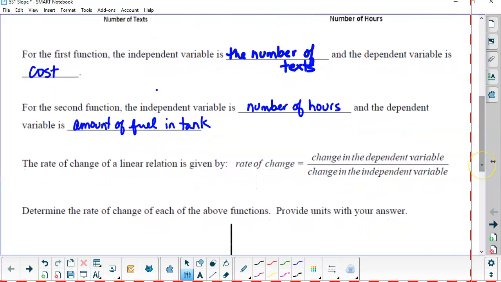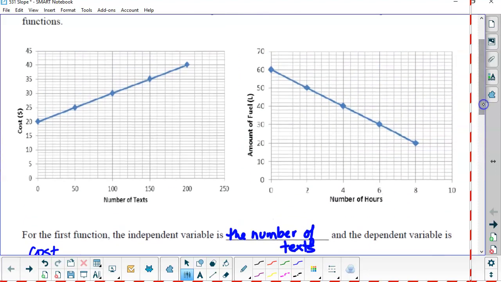So remember, we calculated this. We've already done this. Rate of change is the change in the dependent variable divided by the change in the independent variable. So determine the rate of change of these applications. I always suggest choosing a nice point on the x or y axis, if there is one. So this point here. And then another nice point. Luckily, we've plotted some for you. So I'll choose this one.